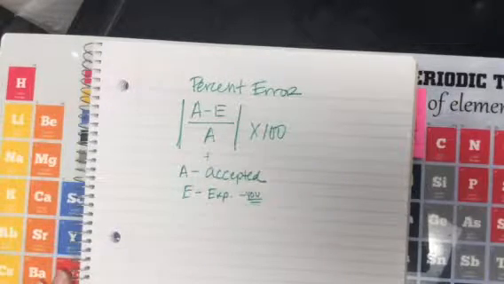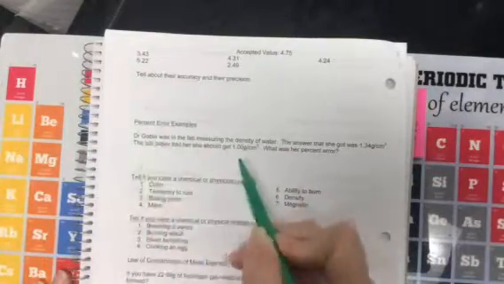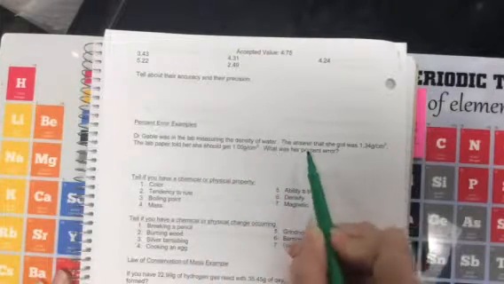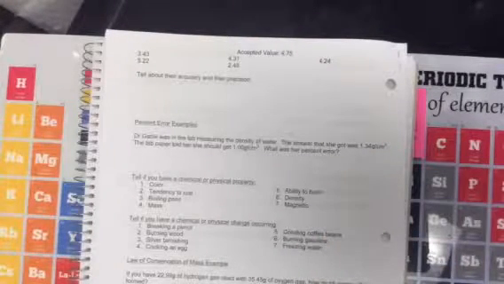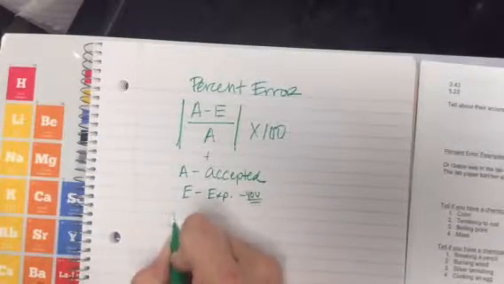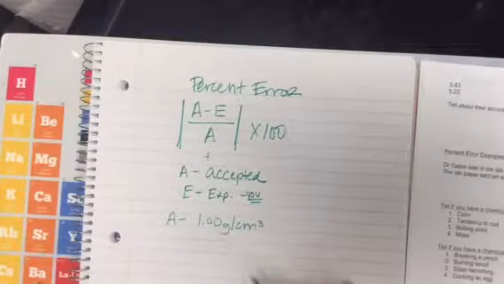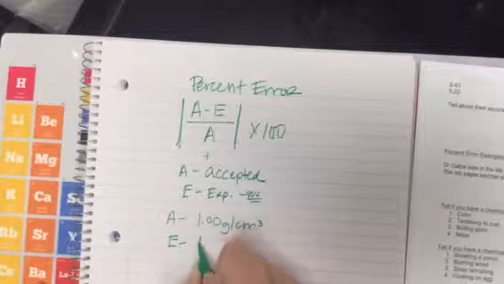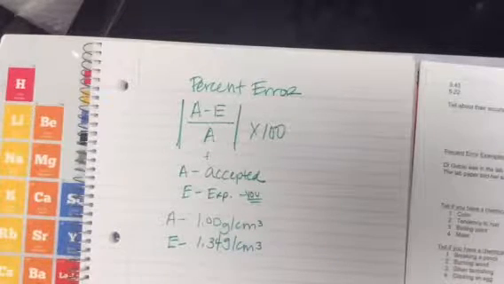So if we look at a problem, and I just pulled the one from the note packet, this is on the back. It says Dr. Gable was in the lab measuring the density of water. The answer that she got was 1.34 grams per centimeter cubed. The lab paper told her she should get 1 gram per centimeter cubed. What is her percent error? So we're going to look at the problem, and it says that my accepted value is 1 gram per centimeter cubed. In the experiment, Dr. Gable, which is me, got 1.34 grams per centimeter cubed.